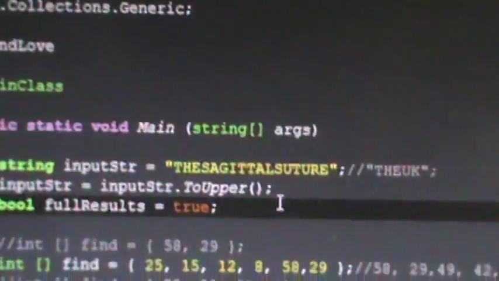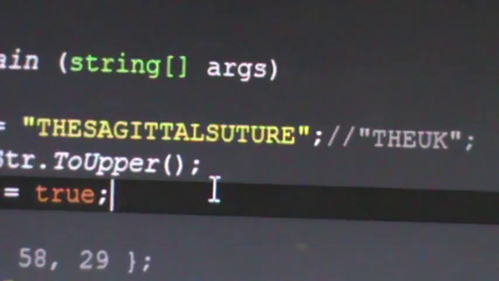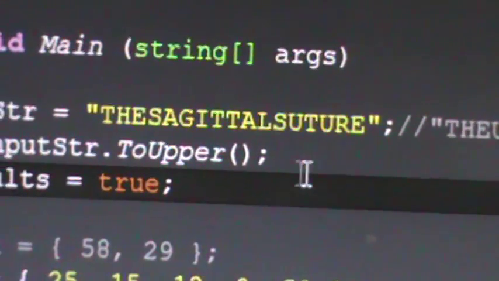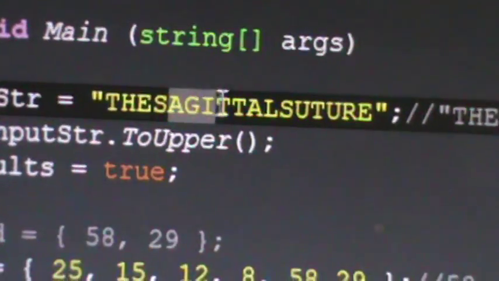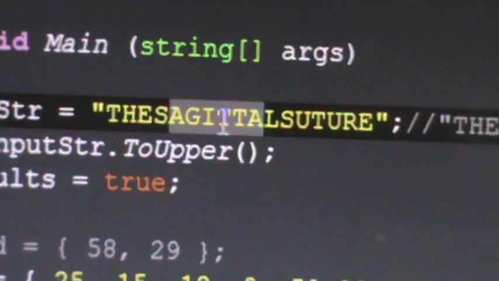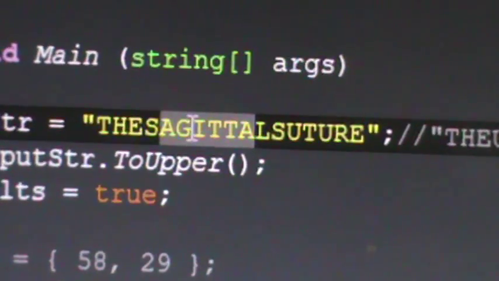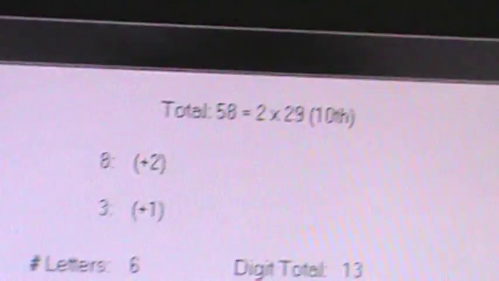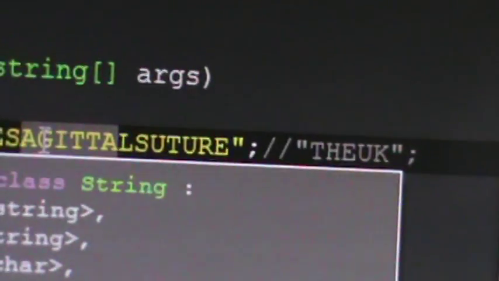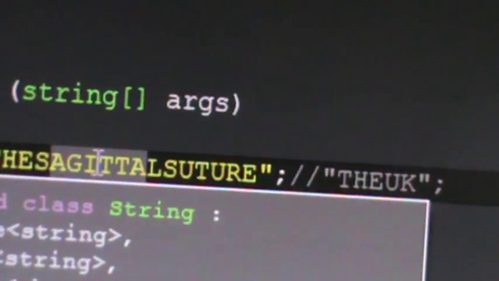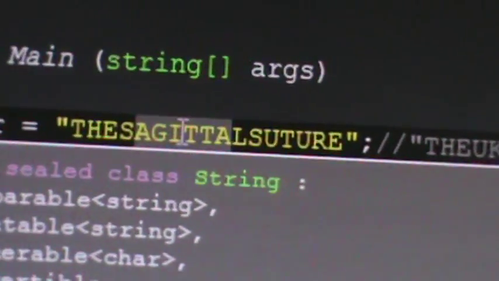So the first thing we noticed. Okay, I'm going to show you this. This is going to blow your mind. At the dead center of the word sagittal is father number 1. There's 58 right there. The great 58. And you can split it into the two half fathers. Aha! This is going to really blow your mind, I promise.